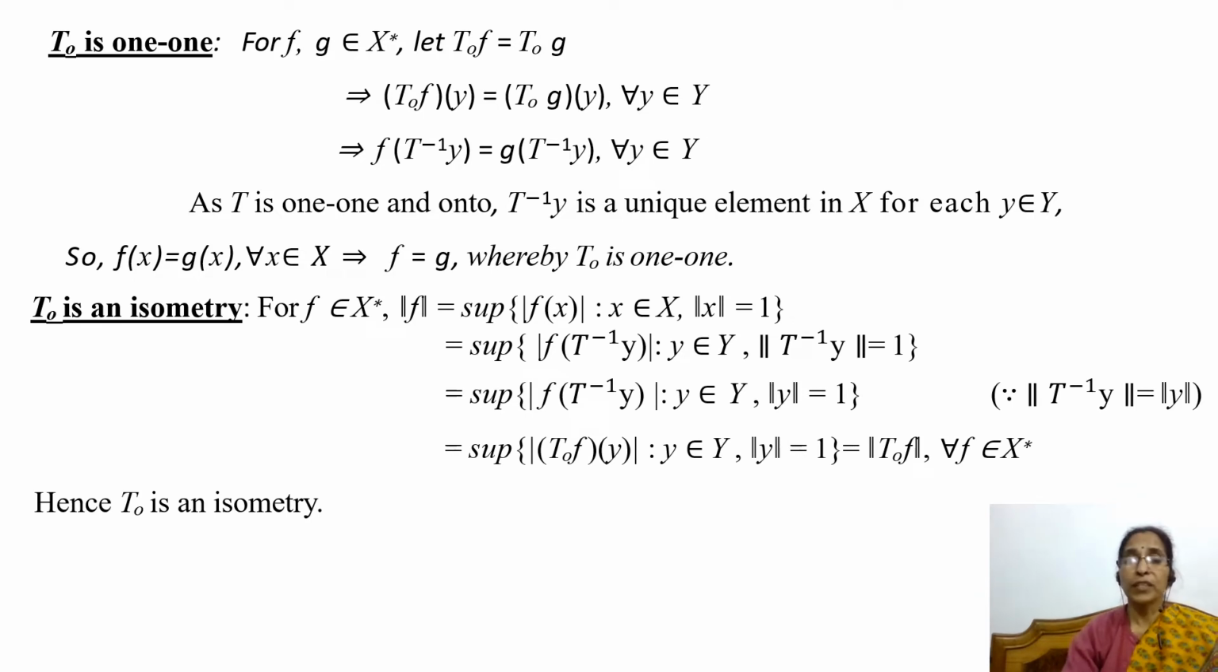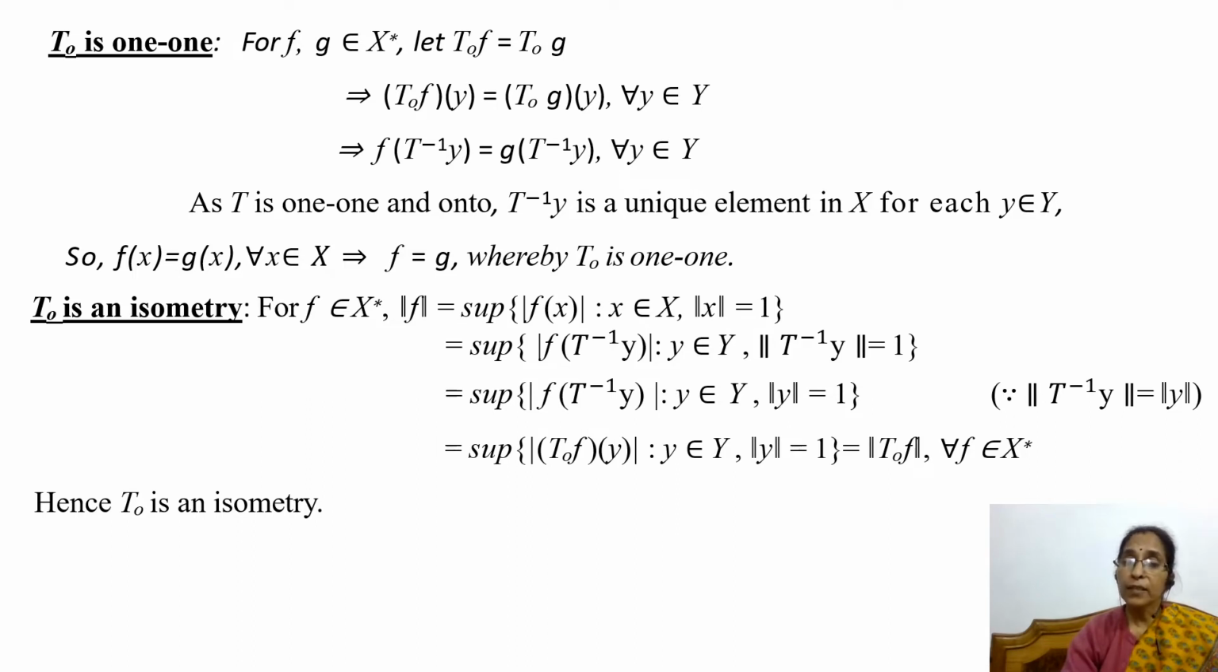Next, we show that T naught is an isometry. For F in X star, we know that norm of F is the supremum of mod of F of x, where x belongs to X and norm of x is equal to 1. As we know that every element in X can be uniquely written as T inverse y for some unique element y in Y.